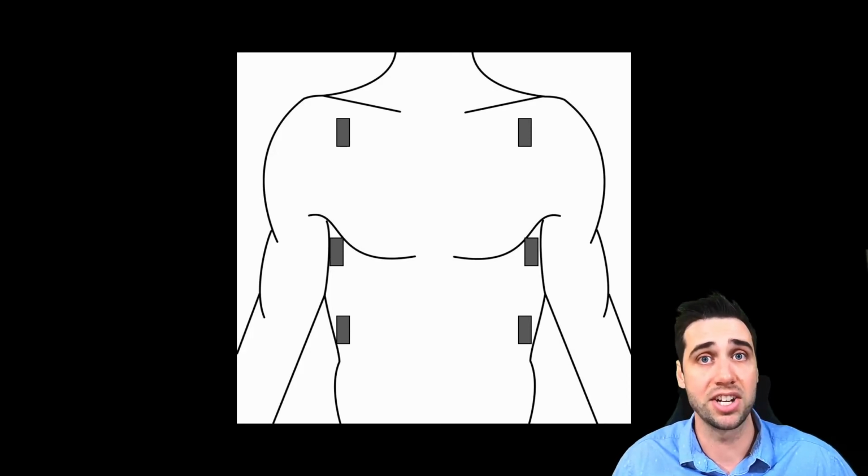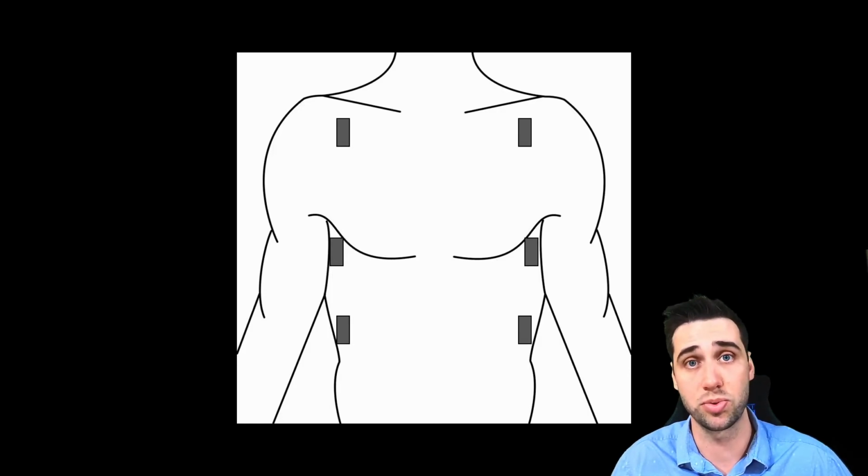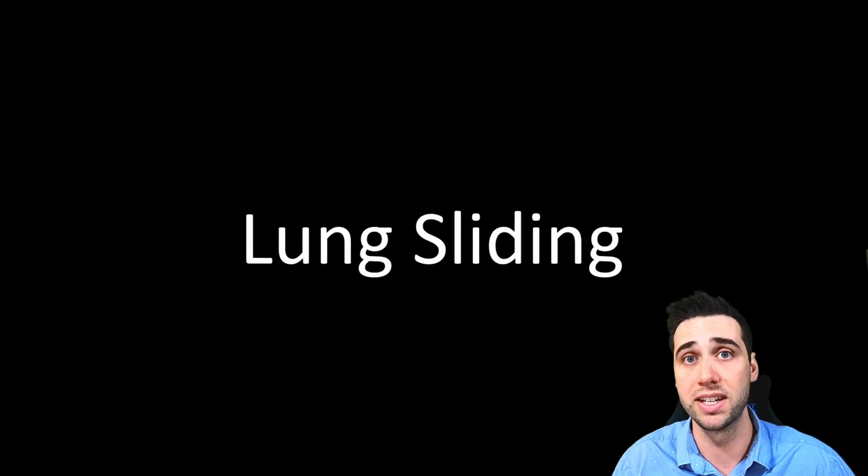That being said, I just want to cover a couple of the findings for lungs here in the basic series because there's really not much to it, and definitely people are going to ask you about these things. The first is lung sliding. What you're looking for with lung sliding is whether or not the pleural line is moving, and that's going to give you an idea of whether or not there's a pneumothorax there.